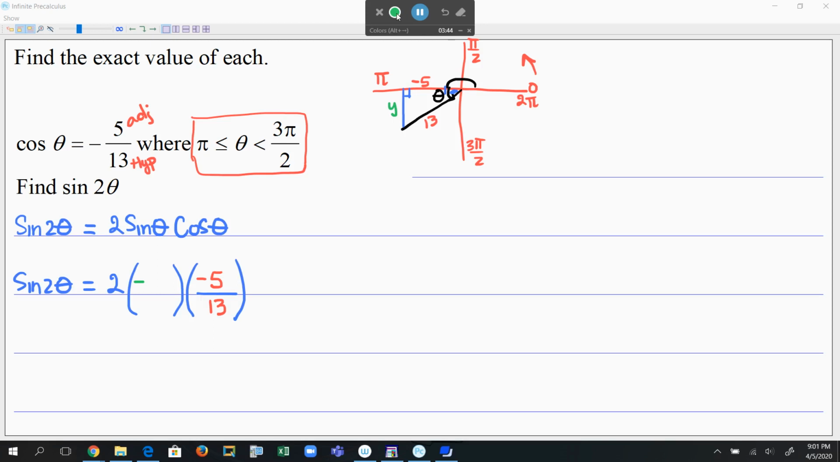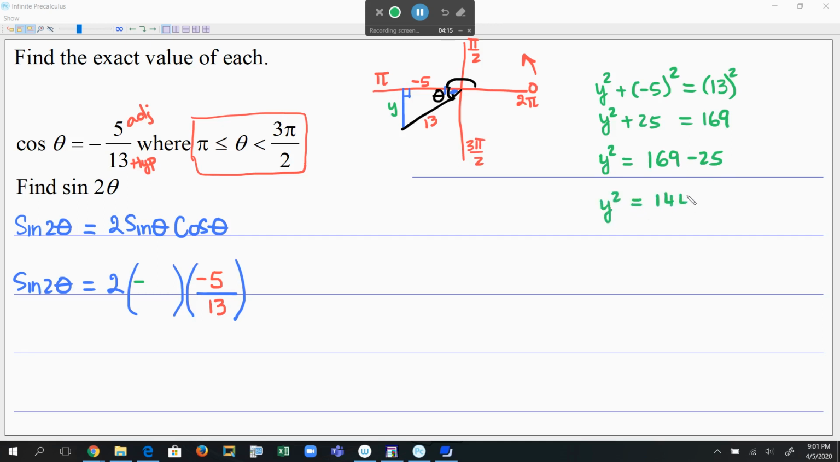Now the next step, we are going to use the Pythagorean Theorem. So we will have y squared plus negative 5 squared equal 13 squared. So 5 squared is 25, plus y squared equals 169. Then subtract 25 from both sides, which gives us y squared equal 144. Take the square root of both sides, and since we're talking about length, it has to be a positive number. So y equals 12.